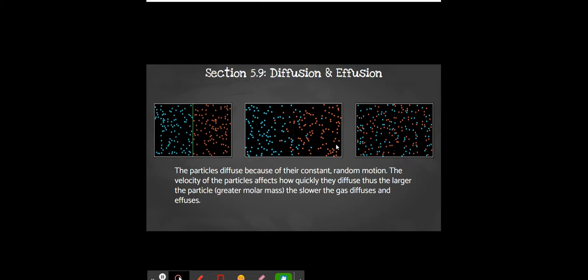Okay, diffusion and effusion. I have some still images here. We're going to look at these different particles. So blue is the larger particle and red is the smaller particle. We have a divider between them. When we remove the divider, we're going to see how the two interact with each other. Okay, and diffusion is just the mixing of the two different gases because of their random constant motion.